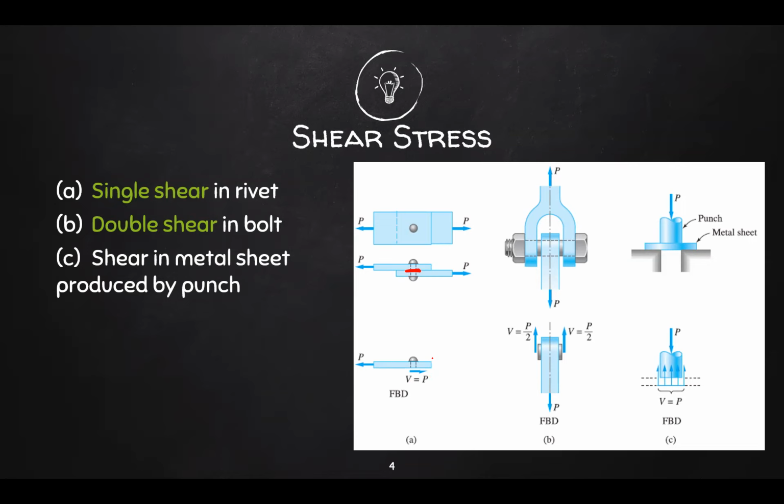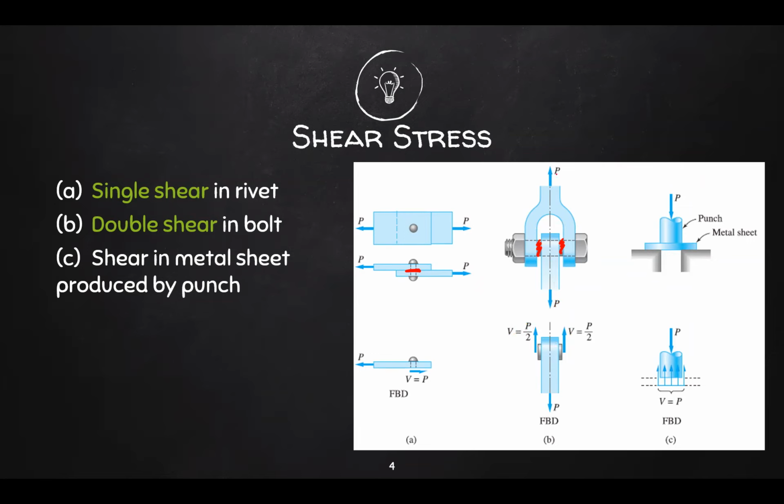Now for part B, it's your double shear in bolt. So we have this bolt, we have this section with a force downward, and then this portion being pulled upward. Again, try to imagine when that happens, this portion of your object slides downward, these two slide upward. So therefore, these two areas are the ones experiencing your shear stress or shear force. Isolating only this bottom part, as you can see, we have your shear force V. By the way, V means your shear force, explained further later.